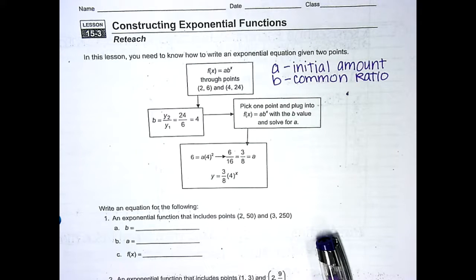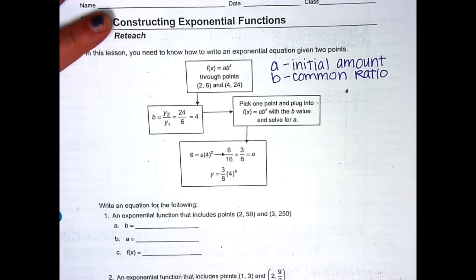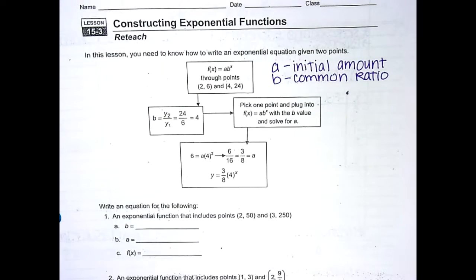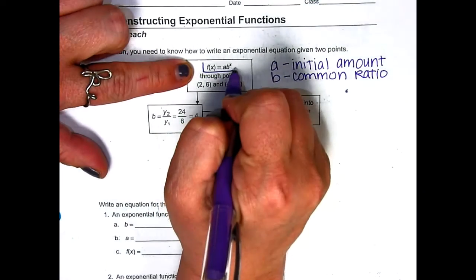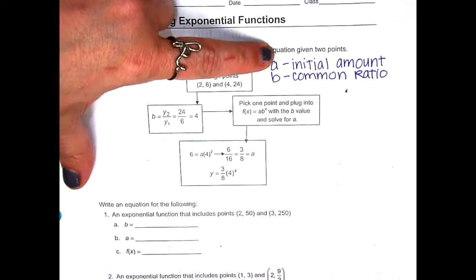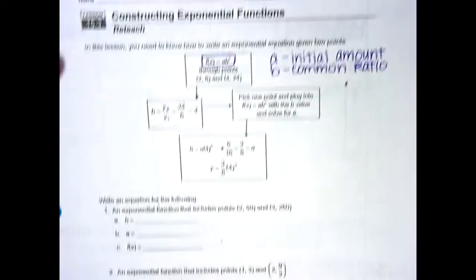All right, good afternoon. These are your notes for 15-3, constructing exponential functions. These are going to be a lot like the functions we did last week, so not too much change. The formula that we're going to use for this is f of x equals a b to the x power, where a is the initial amount and b is the common ratio.